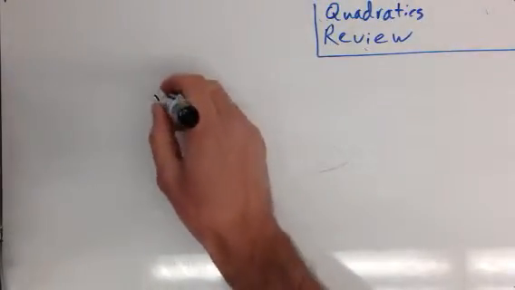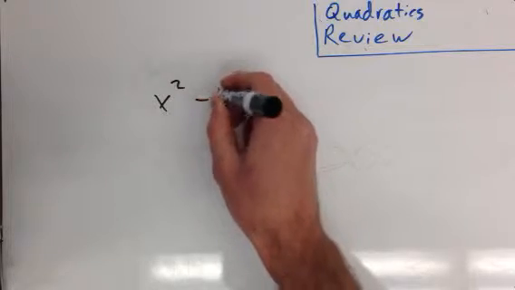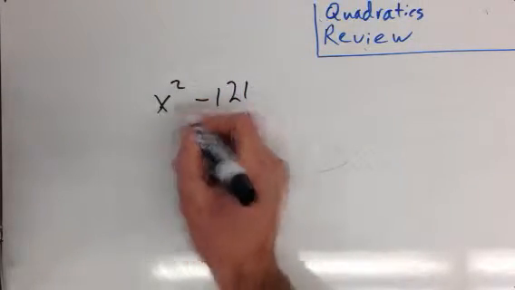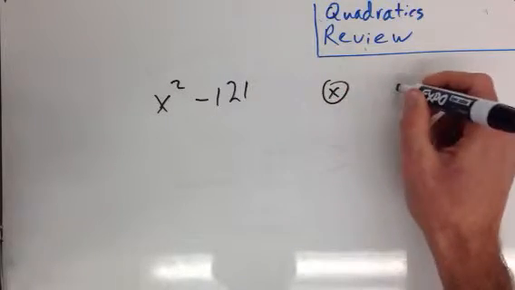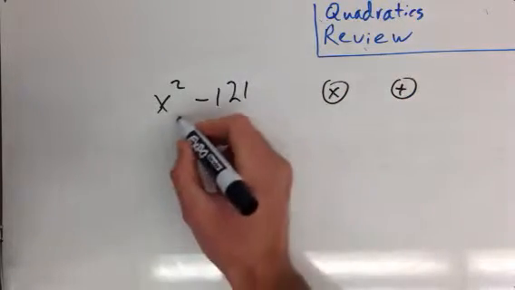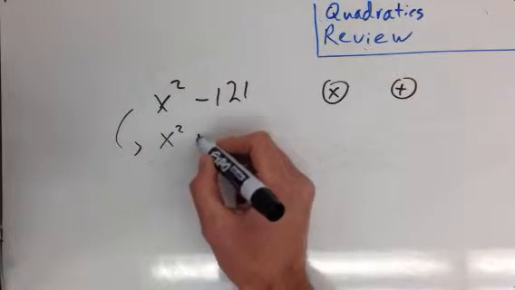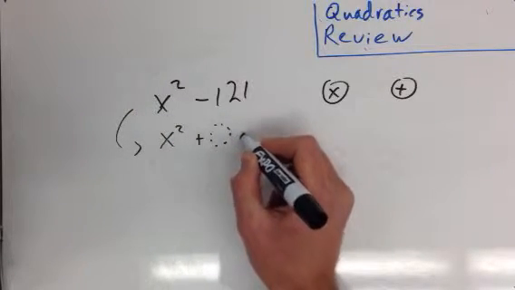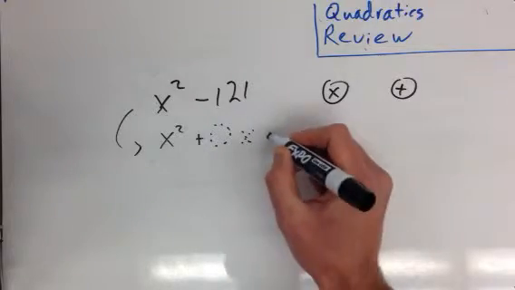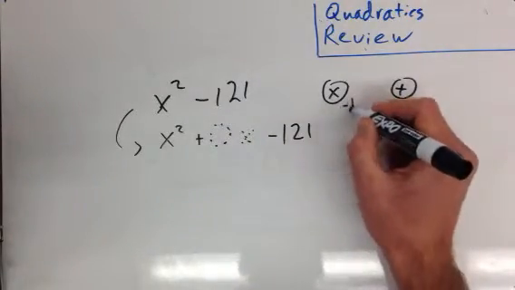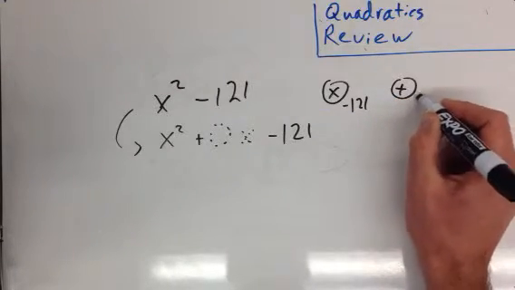The next kind of weird one here we've got is x squared minus 121. The trick to this one is we're trying to figure out what we need to multiply to and what we need to add up to. And the trick is that this is the exact same thing as x squared plus, I don't have any x's, right? Minus 121. So what I'm looking for is I need things that multiply to negative 121 that add up to 0.